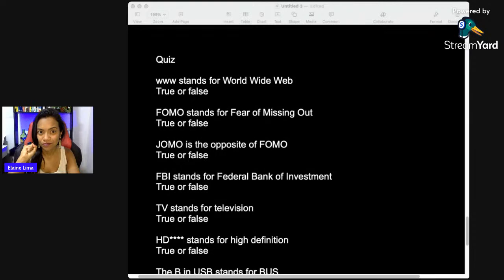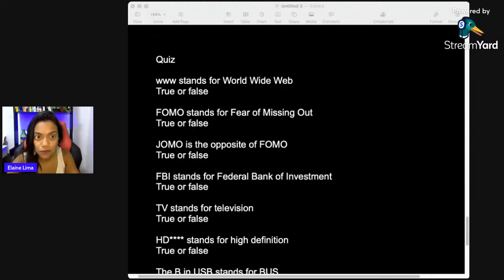3, JOMO is the opposite of FOMO. True or false? So let's see these 3 first ones.